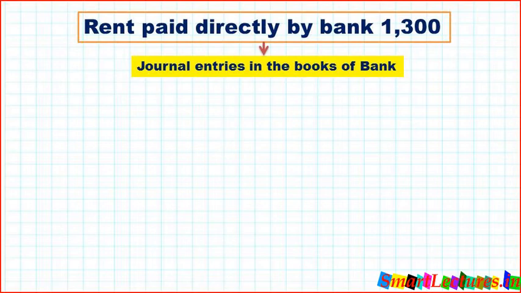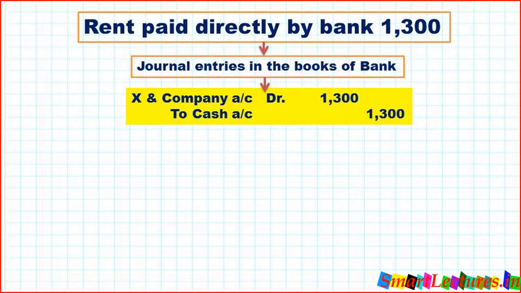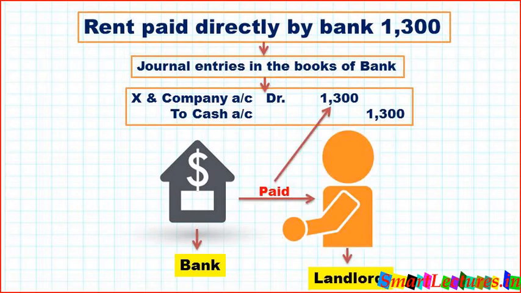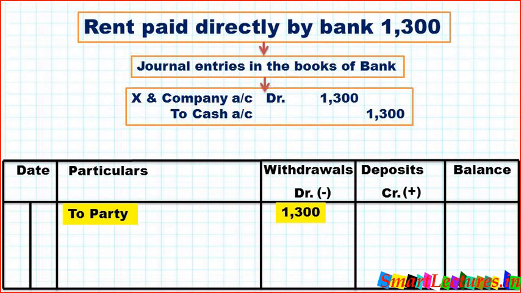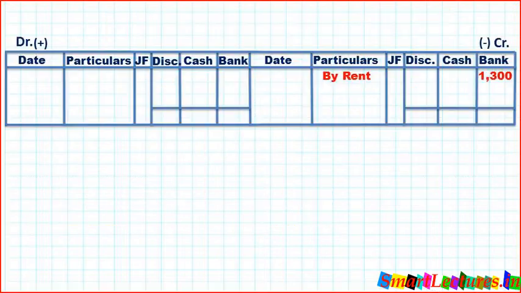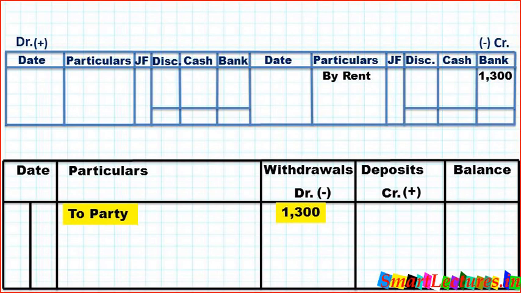Let's see how the bank will reflect this entry in its books. The journal entry will be X and company to cash 1300. It means bank has paid 1300 to the landlord on behalf of X and company. So the bank will write down X and company to cash 1300, and in their passbook the entry will be to party 1300 in the debit side or minus side. So in this way you can see the firm has credited 1300 in its books, but the bank has debited 1300 in its books.